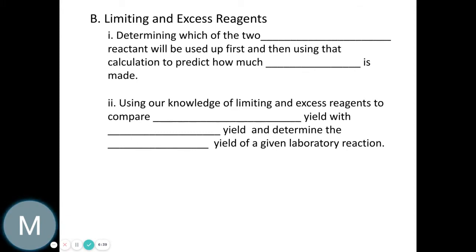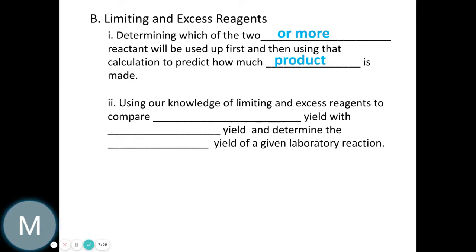So we're going to learn how to do this on a micro scale, in a lab, and then factories apply what we learn in the micro and apply it to their big factory chains and the lines that they're making. So what are we looking at here? Okay, limiting and excess reagents. We're going to be determining which of the two or more, but a lot of times it's just 2 reactants, will be used up first, and then using that calculation to predict how much product is made. Okay, a lot like a recipe.